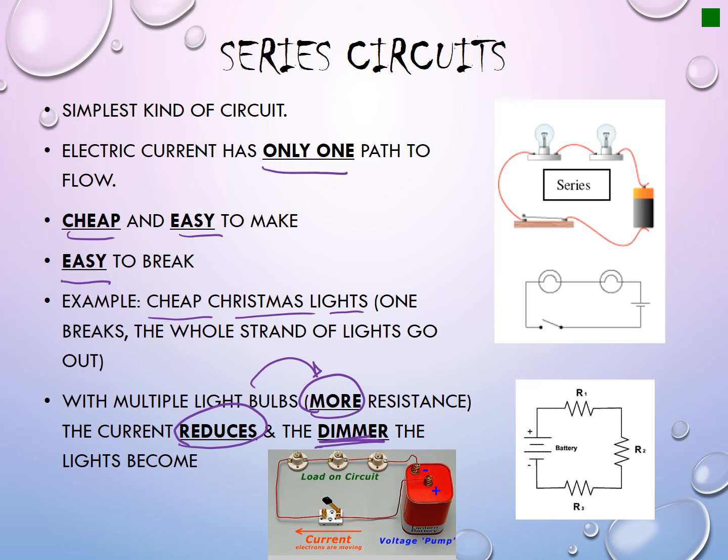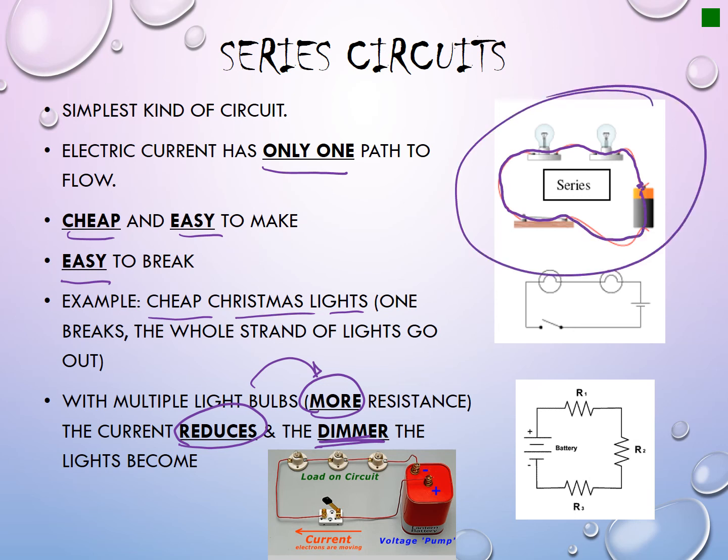How do I identify these as series? I'll just do the first one. I'm starting at my battery. I'm going to go all the way through my lights. I've got two resistors, the lights. I've got a switch, and I go back, and notice I did the whole circuit and I never picked up my pen. So this would be considered a series.